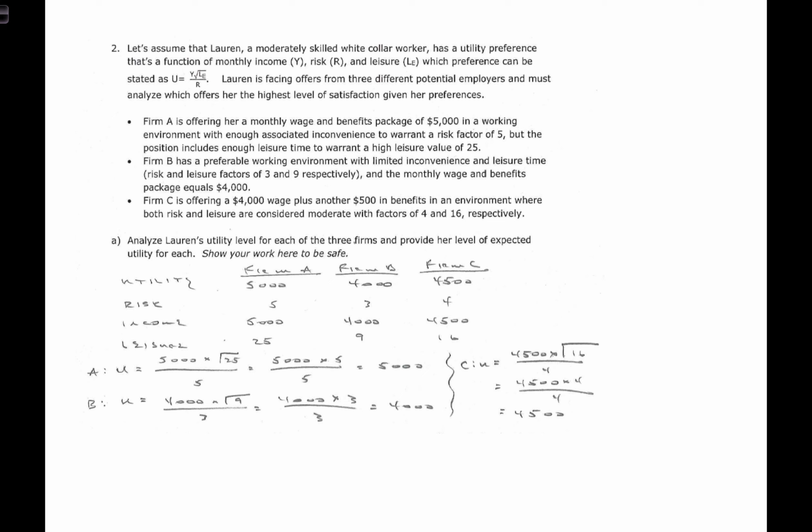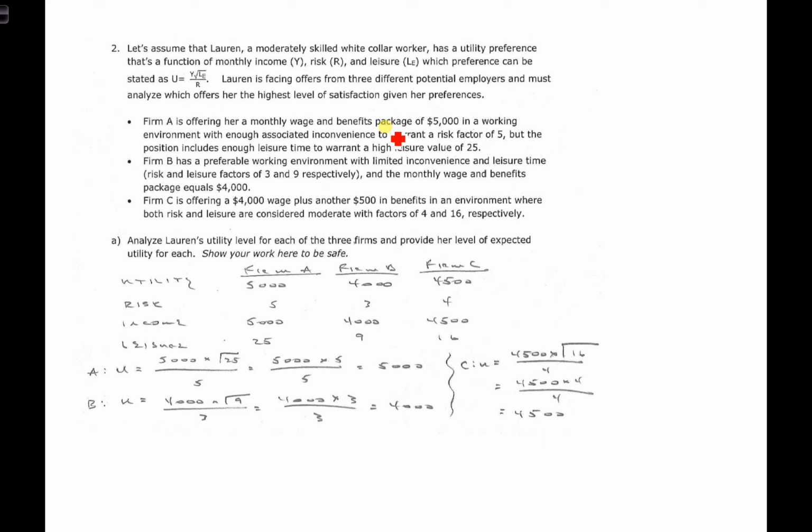Everyone's going to have a slightly different utility preference. Some are going to be more highly weighted on income, some more highly weighted on leisure, some less on risk, etc. And so she's facing a decision from 3 different employers. How are we going to make the decision here? Well, we're going to look at each of the 3 different employers, firm A, B, and C. We're going to put into Lauren's utility equation the different values.